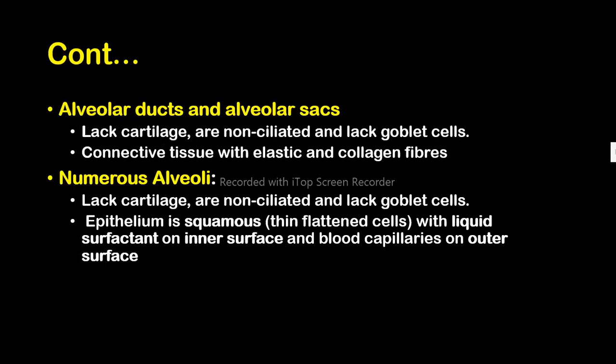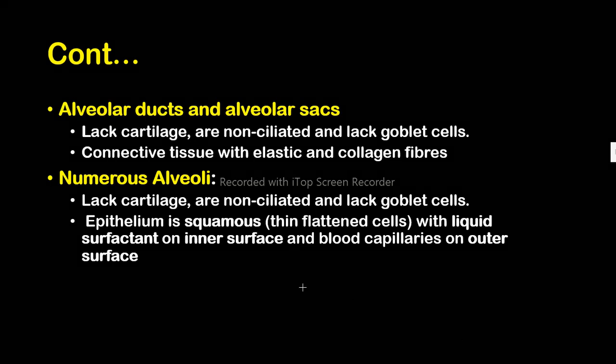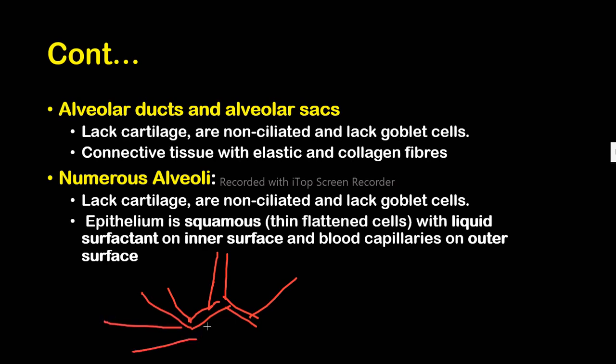Then we have the alveolar ducts and alveolar sacs. Now these ones, we say that the trachea from the larynx is going to terminate into, so if this is our trachea, it will terminate into the bronchi, and then the bronchi will also terminate into a fine network of tubes. And these tubes are called bronchioles.